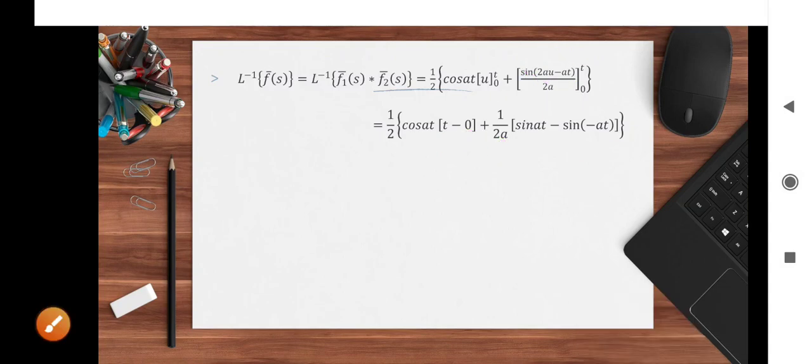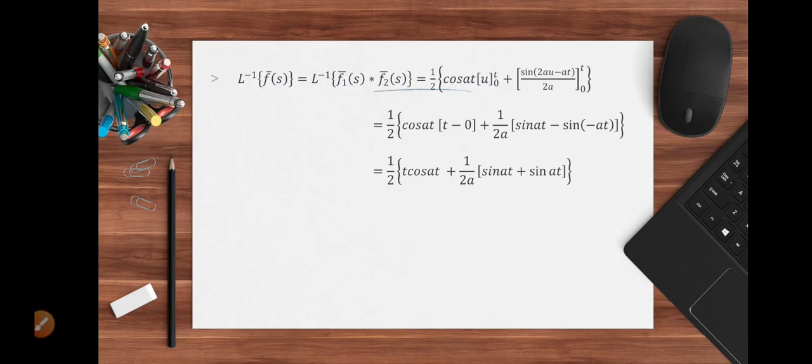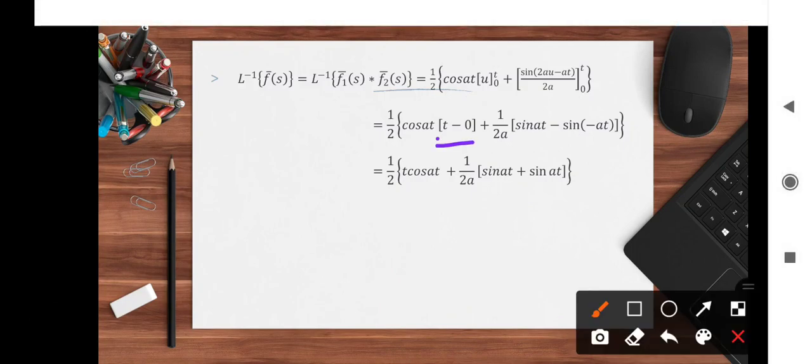But we are having one result for sine of minus theta as minus sine theta. Using that result, we get the next term. Here t minus 0 is t, multiplied by cos at, 1 upon 2a as it is, sine at first term as it is, and here applying sine of minus theta as minus sine theta, this minus minus becomes plus.